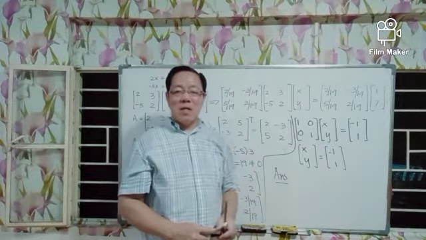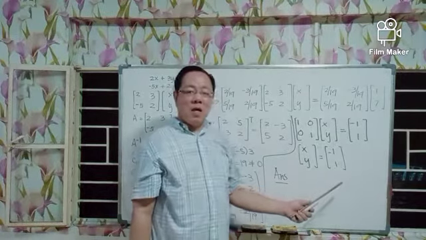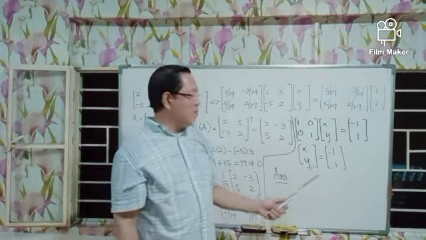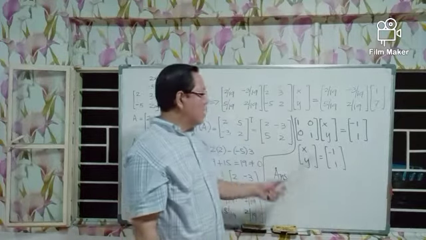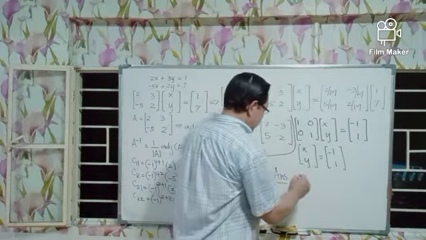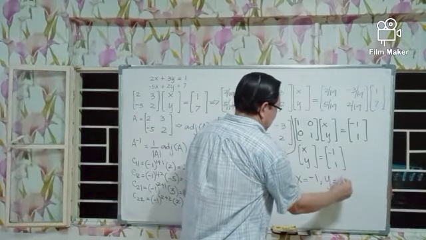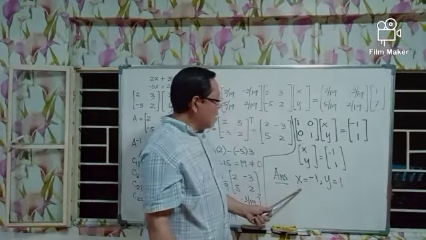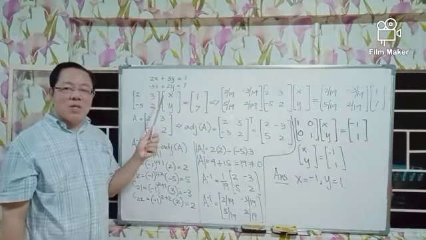Two matrices are equal if they have the same size or shape. These are both column vectors of size 2 by 1, with 2 rows and 1 column. And the second condition for two matrices to be equal is that the corresponding entries must be equal. Hence, if they are equal, x is equal to negative 1, and y is equal to 1. And these are the solution of the given system of linear equations.